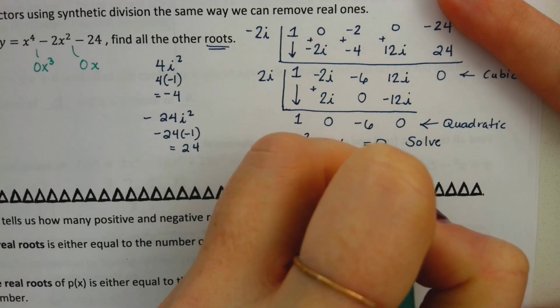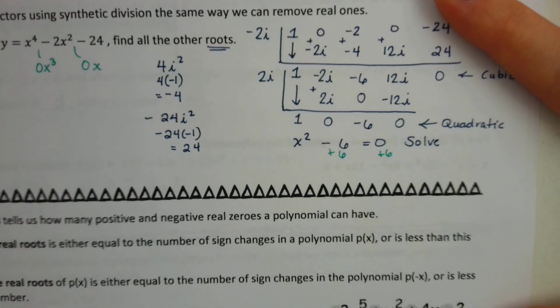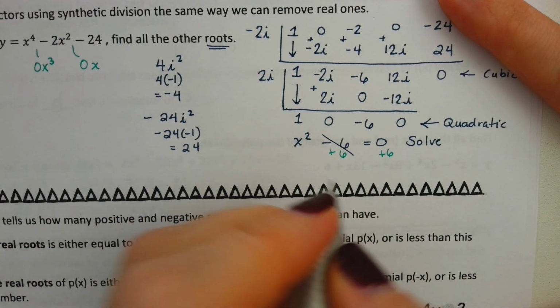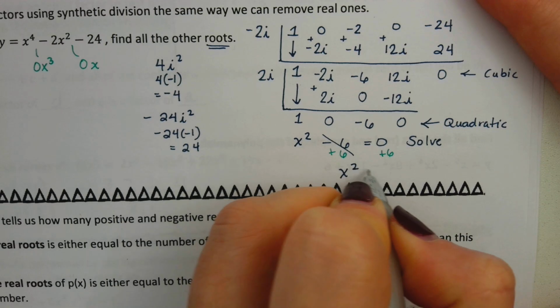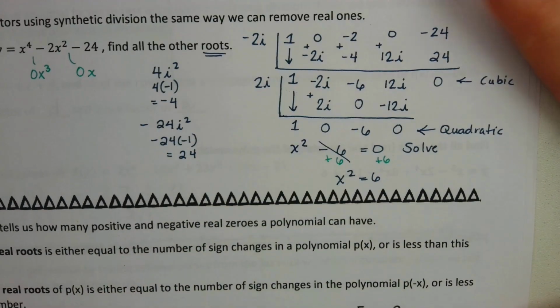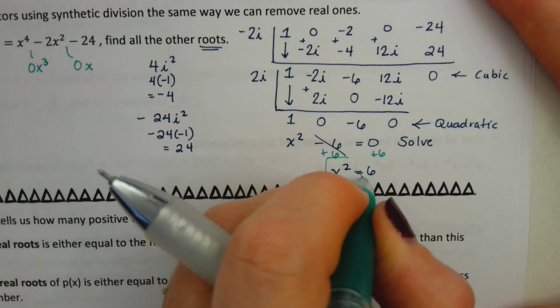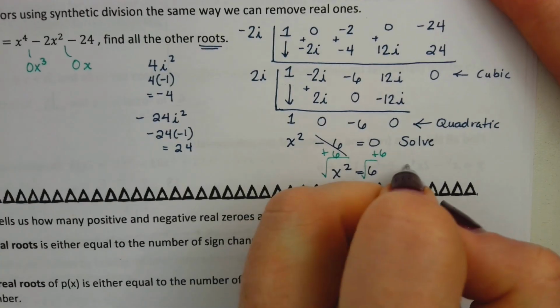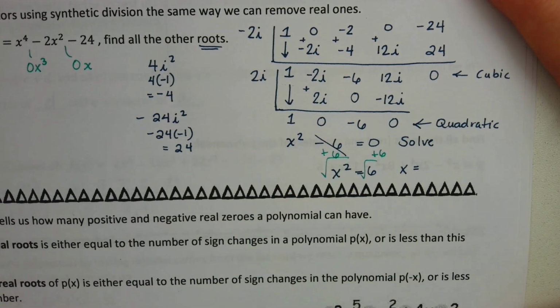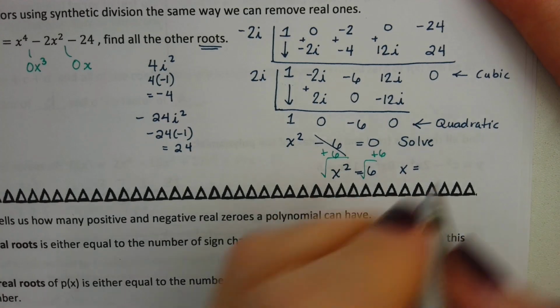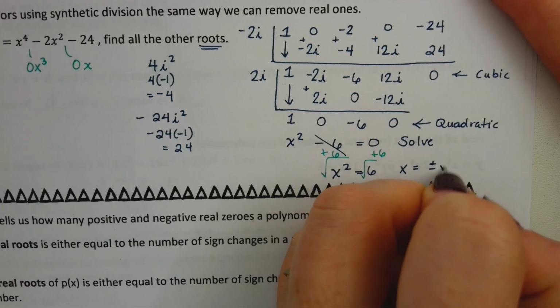Isolate the square. This is one of the easiest ones to solve, but one of the ones that most people forget how easy it is. So that gives me x squared equals 6. And then we'll do what? Square root. And we'll get x equals what two numbers? Plus or minus square root of 6.